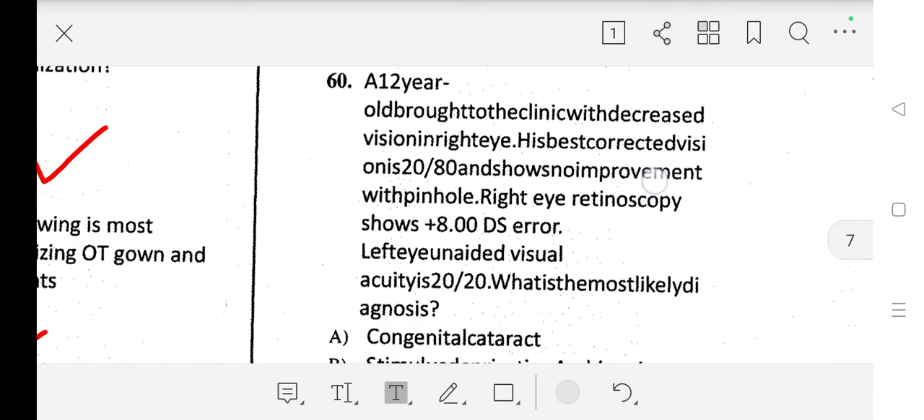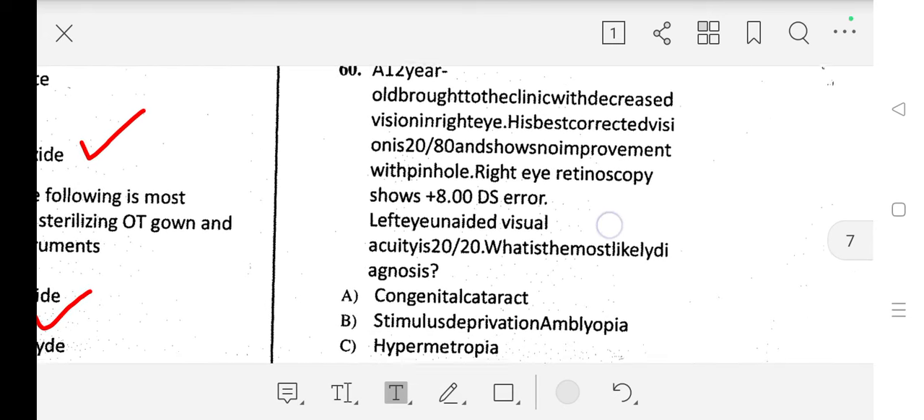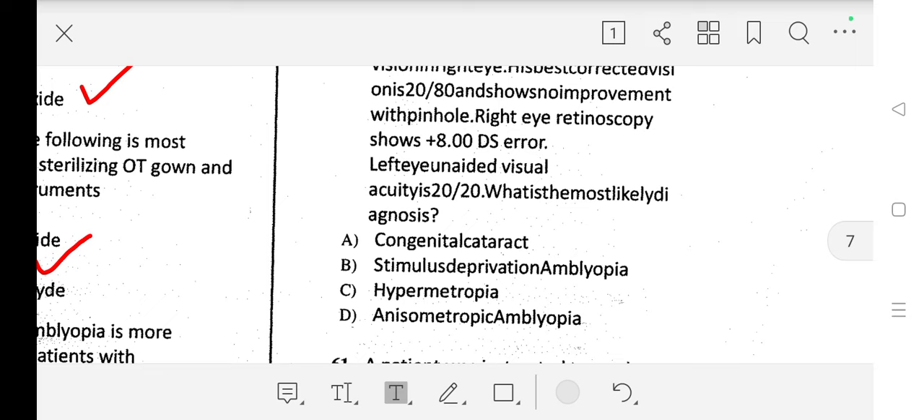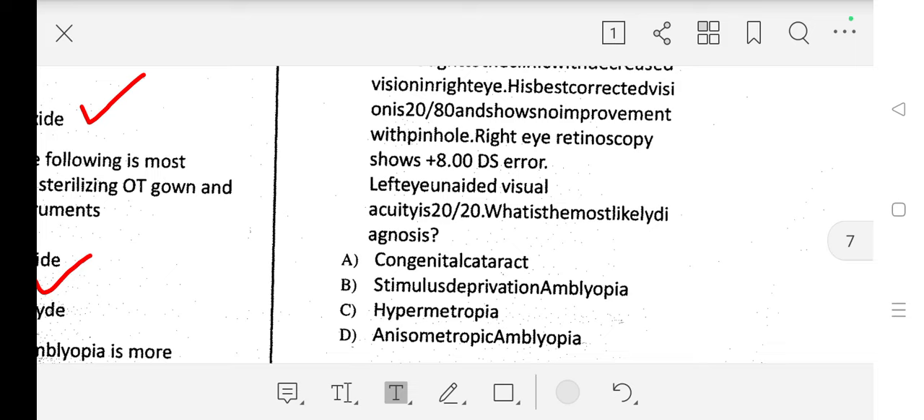Our next question is, a 12-year-old brought to the clinic with decreased vision in right eye. His best corrected vision is 20/80 and shows no improvement with pinhole. Right eye retinoscopy shows +8 diopter spherical error. Left eye unaided visual acuity is 20/20. What is most likely diagnosis? Congenital cataract, stimulus deprivation amblyopia, C part hypermetropia, D part anisometropic amblyopia. So our right answer is D part, anisometropic amblyopia.